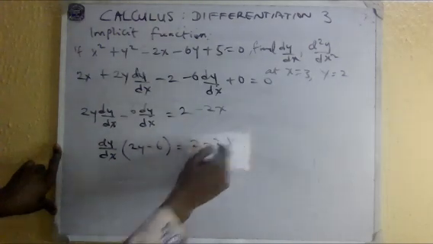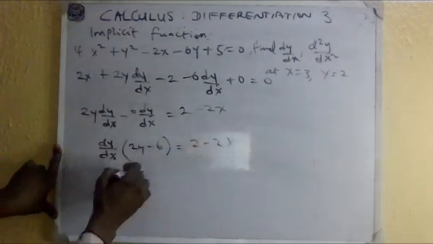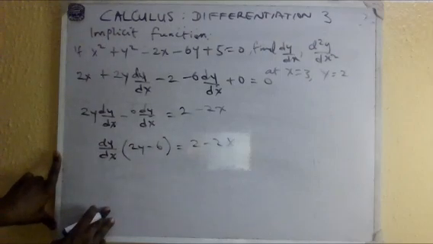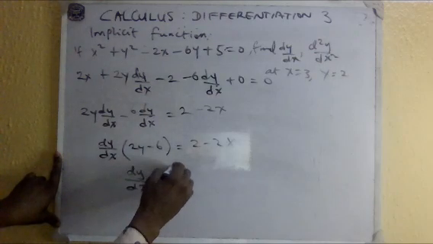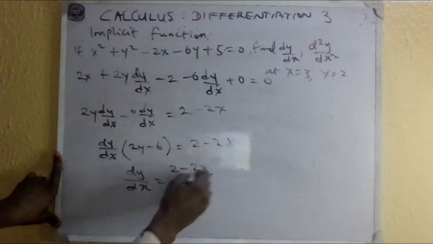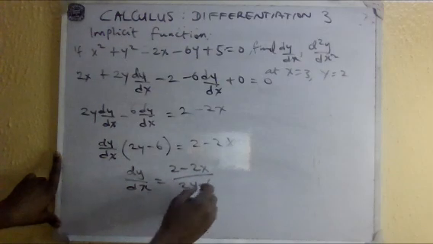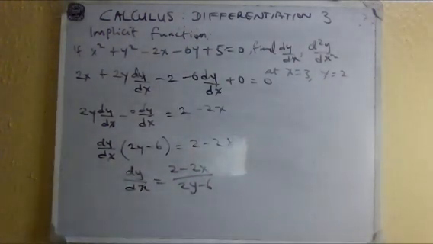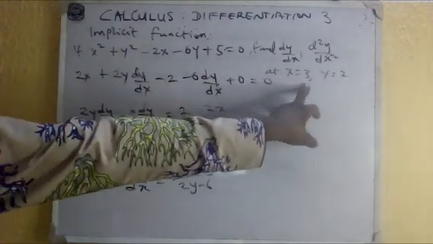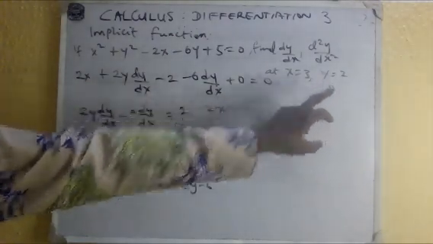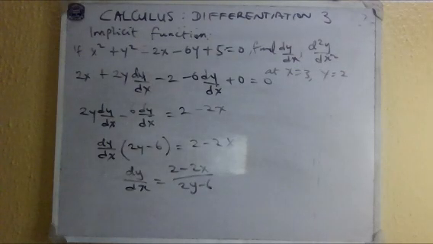At this point, again, I can divide both sides by 2y minus 6. dy/dx is equals to 2 minus 2x over 2y minus 6. So this is the differentiation of this function. But they say we should find the dy/dx at x is equals to 3 and y is equals to 2. So at this point, we're going to substitute.